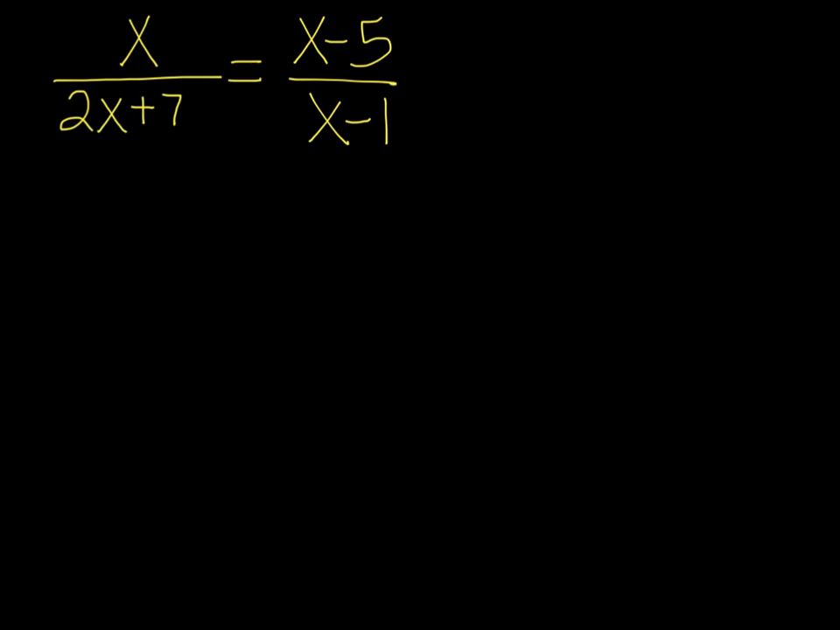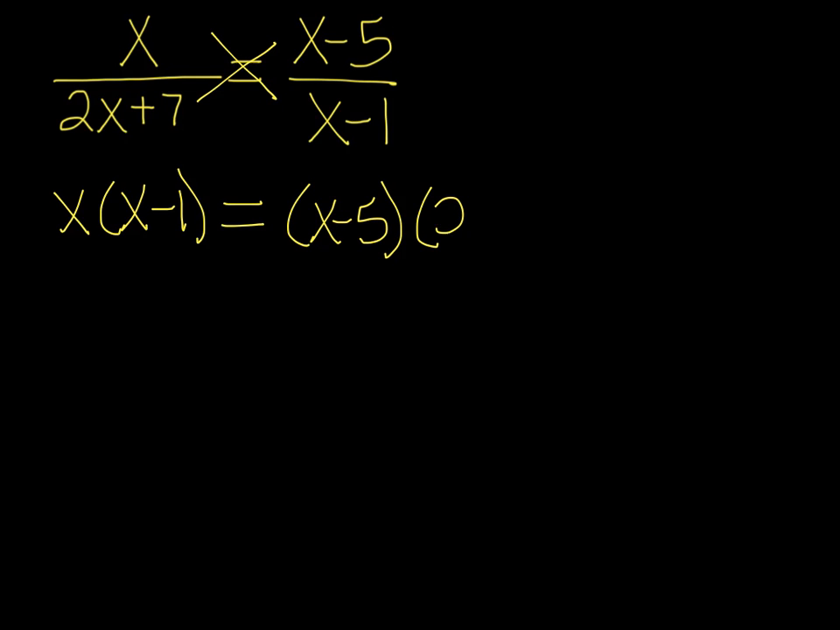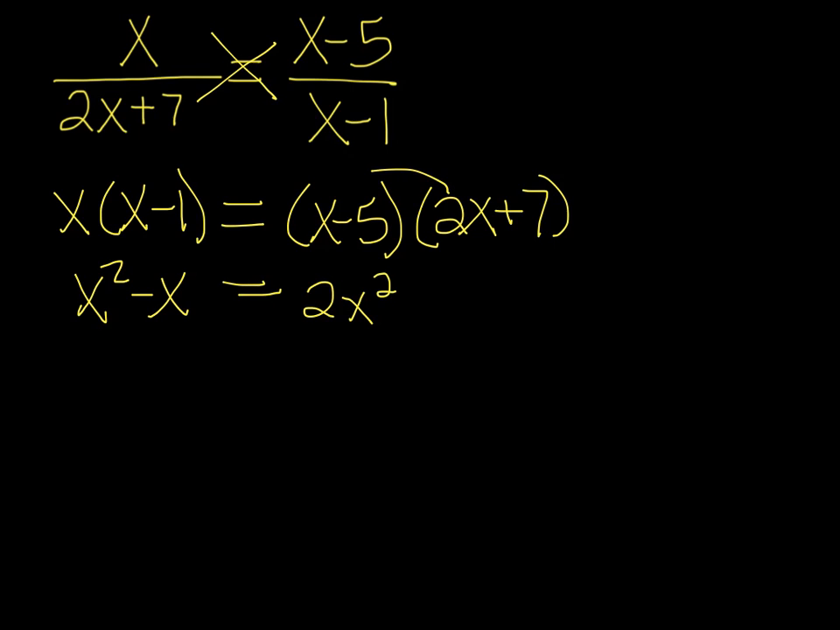Now here's one that's a little uglier. Same rules, we're going to cross multiply. So we've got x times x minus 1 equals x minus 5 times 2x plus 7. And make sure you put these in parentheses, because yes, you're going to have to FOIL. On this side we just distribute the x and we get x squared minus x. And on this side we will have to FOIL this out. We're going to have 2x squared plus 7x minus 10x and minus 35.